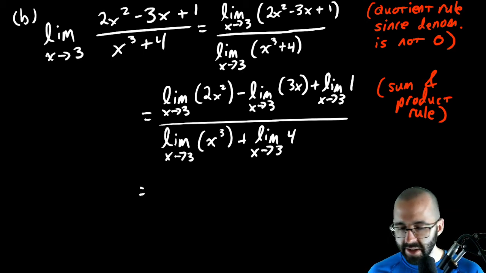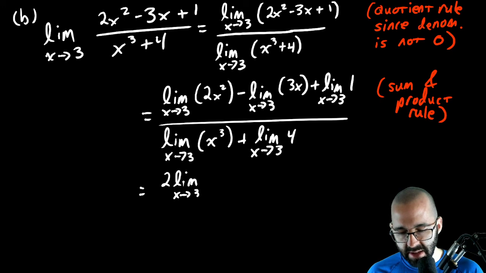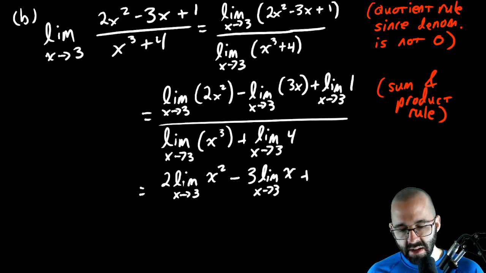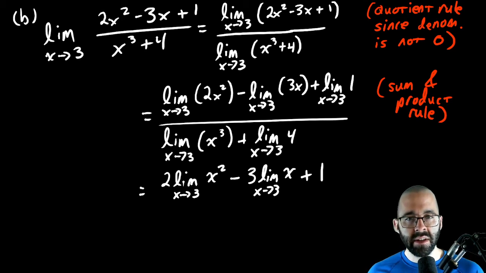All right, and then we just keep on going. On the top, we use a constant multiple rule, bring that 2 in front. This is 2 times the limit as x approaches 3 of x squared minus 3 times the limit as x approaches 3 of x. This last one we can evaluate, right? The last one, use that basic limit property.